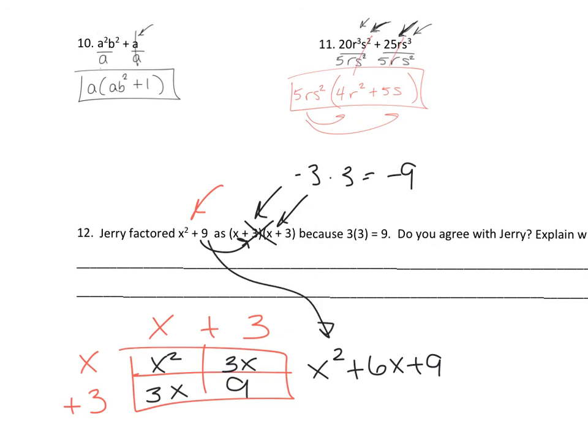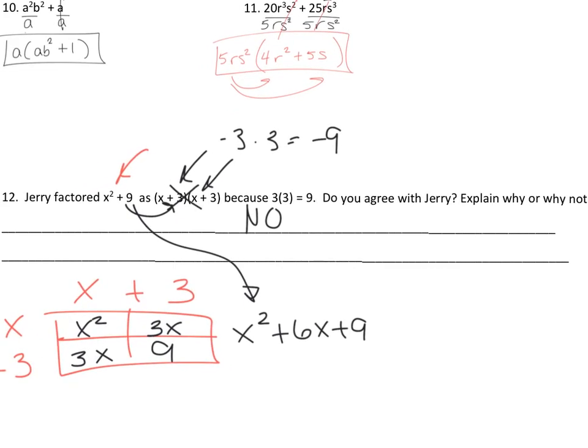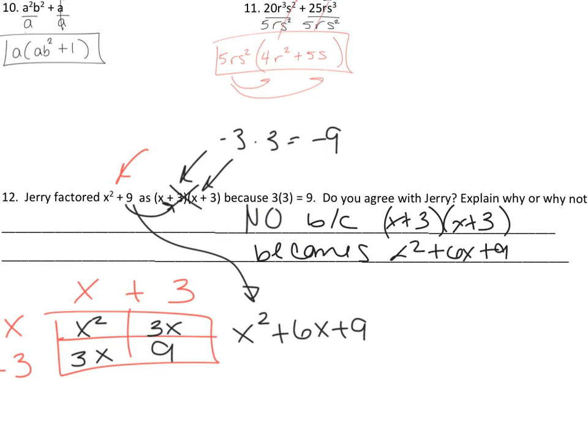So you would say, do you agree with Jerry? No. And the reason is because x plus 3 times x plus 3 becomes x squared plus 6x plus 9. The 3x's don't cancel when multiplied out.